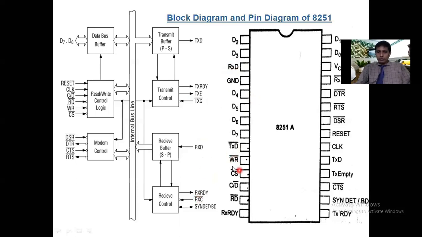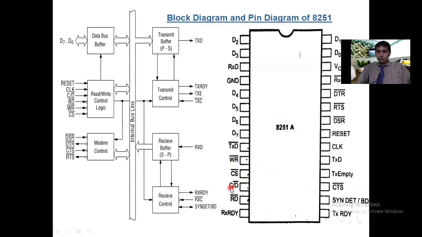Then the other is WR bar. What is the role of the write bar signal? Whenever write bar is activated, the CPU writes data to the 8251. Then CS bar. CS bar is the chip select signal. Whenever CS bar is activated, only then is the 8251 performing serial port operation, meaning it communicates with a serial port device. So the 8251 must be activated by activating the CS bar signal, and CS bar is activated with the help of an external address decoder.